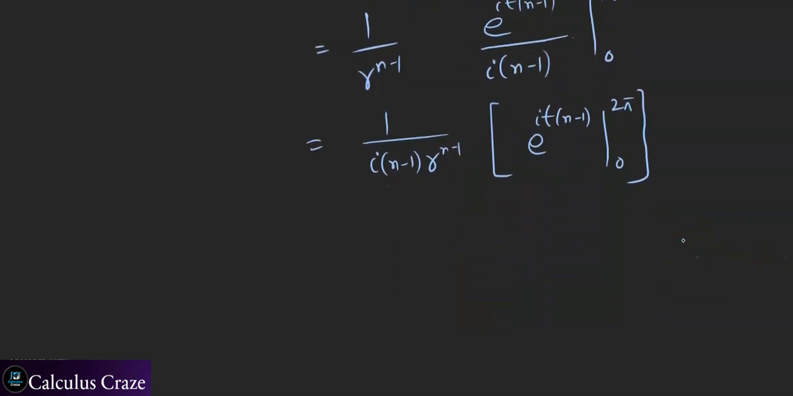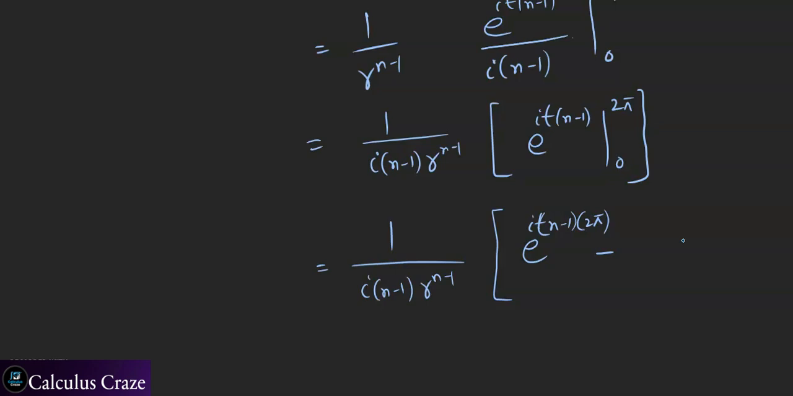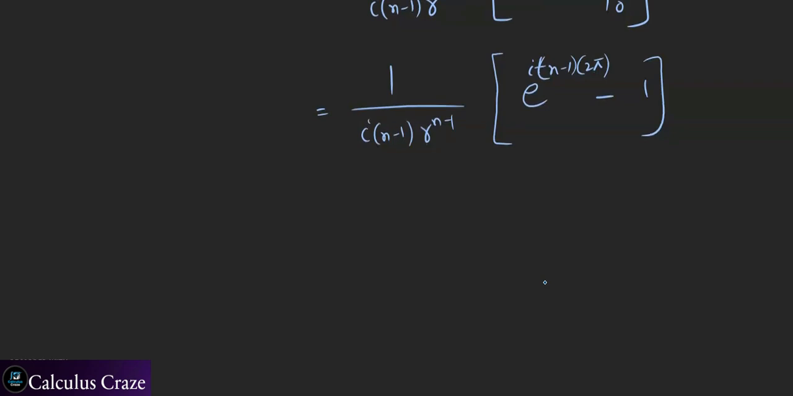Okay, so when I substitute the values of the limits, 1 over iota times (n minus 1) r to the power n minus 1. Of course n is not 1, because for n equal to 1 we already have the result. So when we substitute iota times t times (n minus 1), t is 2 pi, and when we put 0 it is 1 basically, right? Now I will work out this quantity, what this is equal to.